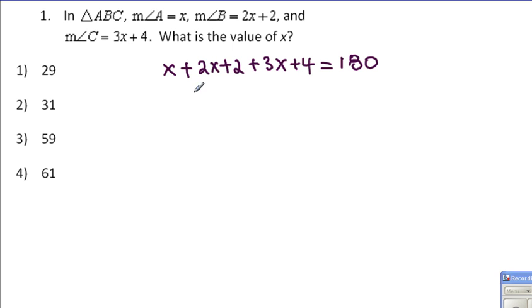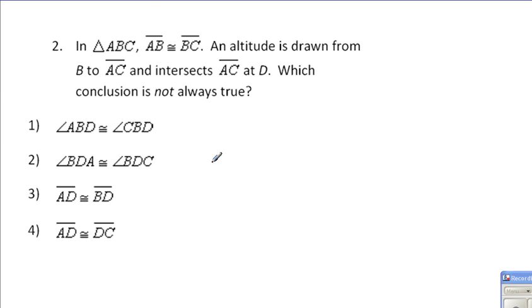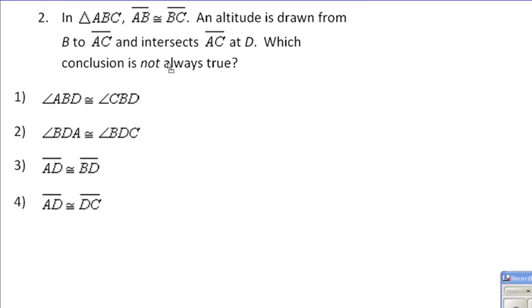Now that means when you combine them together, we end up getting 6x plus 6 must be equal to 180, where when you subtract 6, 6x must be equal to 174 degrees. Now, then when you divide by 6 on each side, x will be equal to 29. Therefore, that becomes our answer, choice number 1. Alright, let us move on to number 2.